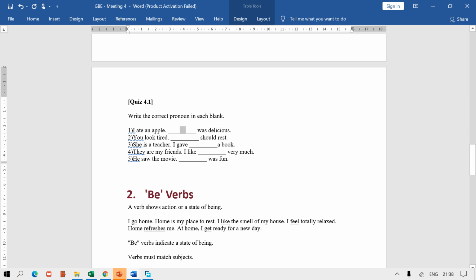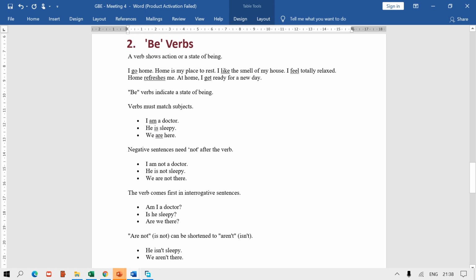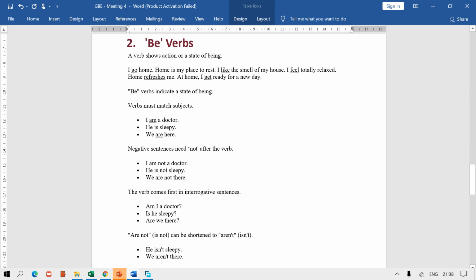The next topic is be, replacing the verb in a sentence. I go home. Home is my place to rest. I like the smell of my house. I feel totally relaxed. Home refreshes me. At home, I get ready for a new day. Be verbs indicate a state of being. Verbs must match the subject.